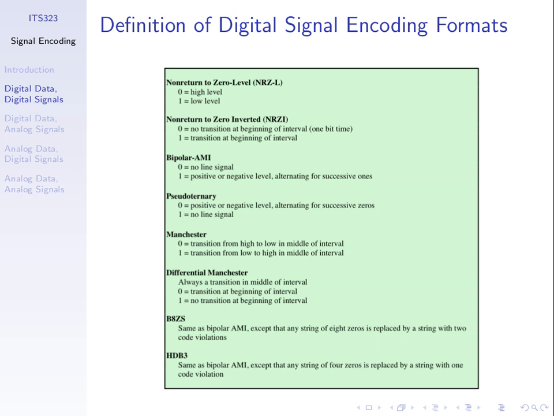Bit one is to be transmitted, invert, or have a transition. Bit zero, maintain the level. Bit one, invert again. And the last bit one, invert. There's our digital signal for the data if we use non-return to zero inverted, or non-return to zero invert on ones. Just a different encoding scheme.